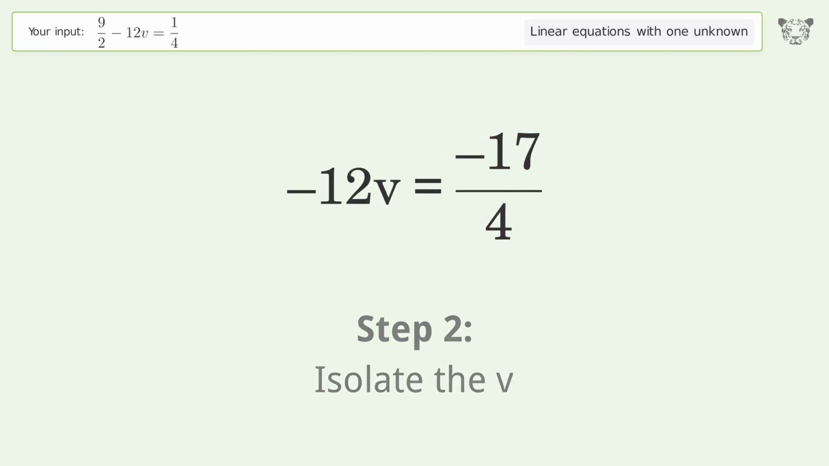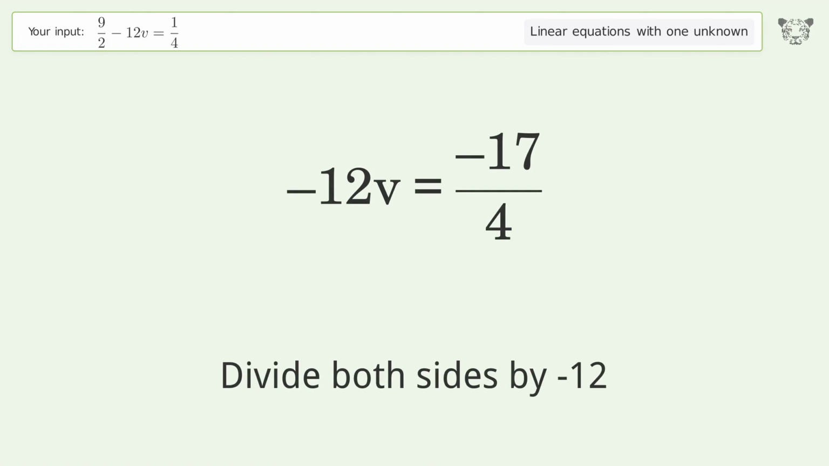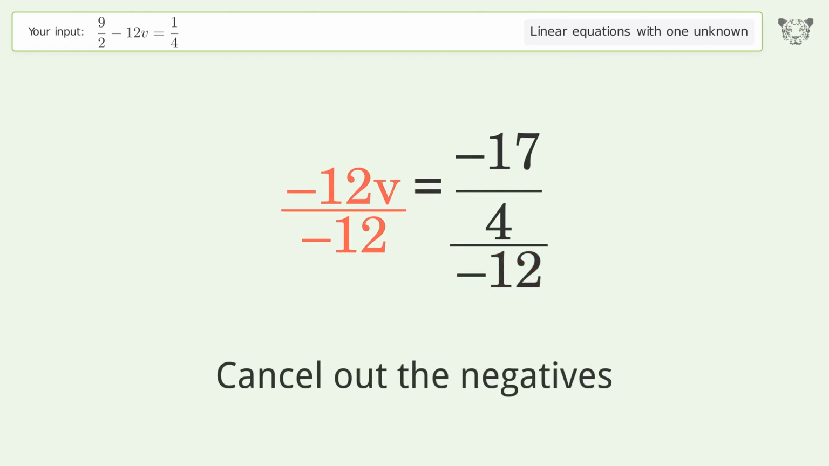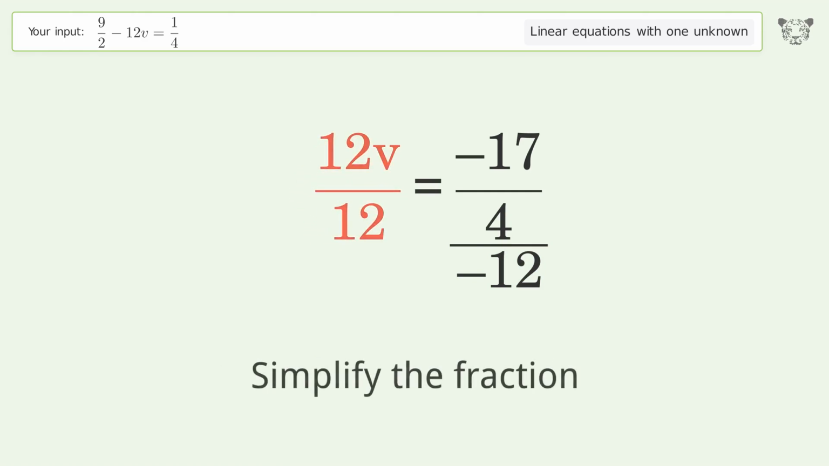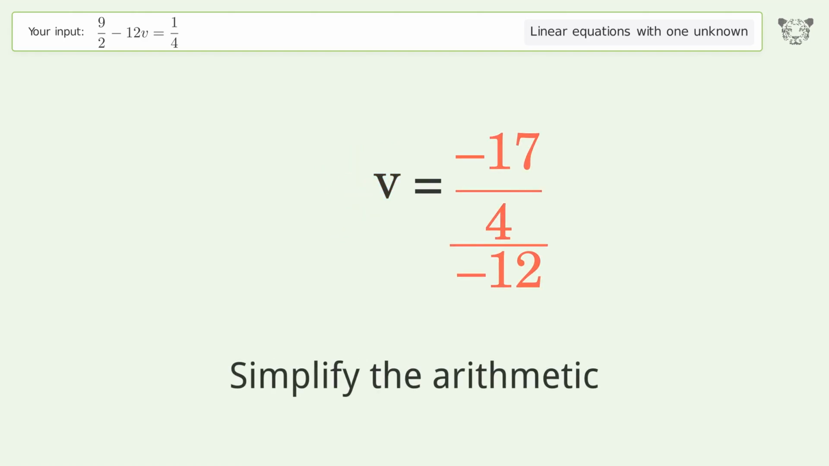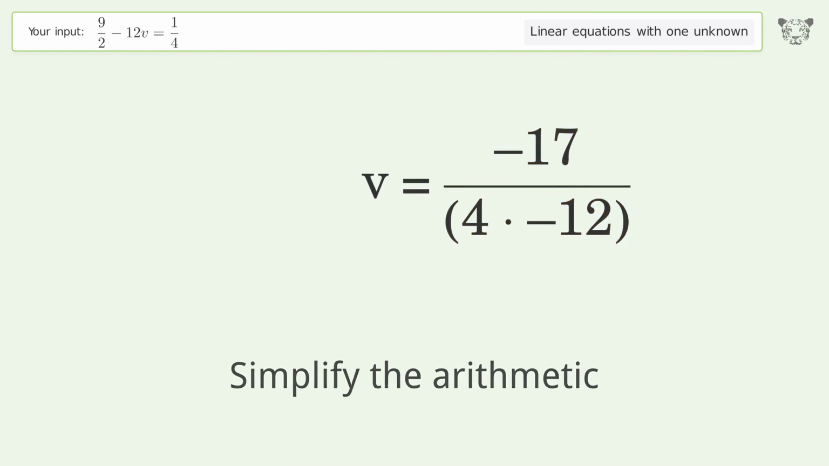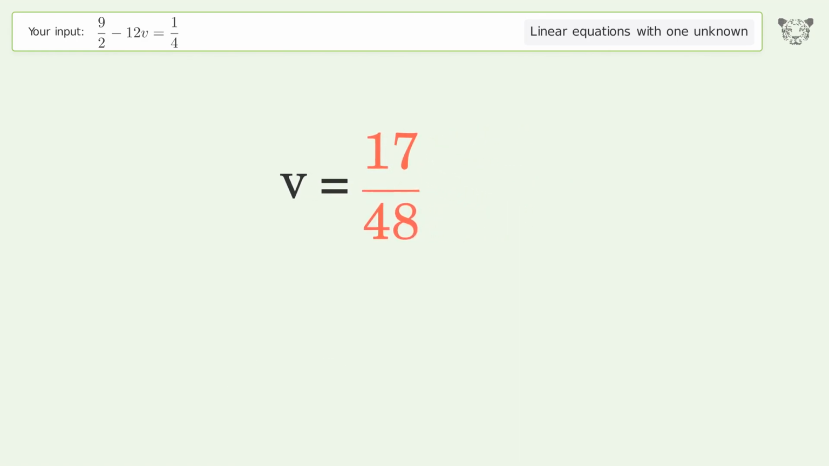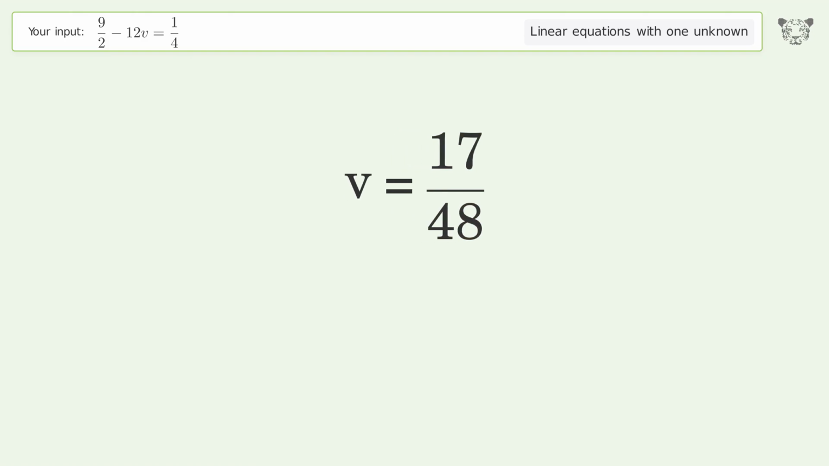Isolate the v. Divide both sides by -12. Cancel out the negatives. Simplify the fraction. Simplify the arithmetic. And so the final result is v equals 17/48.